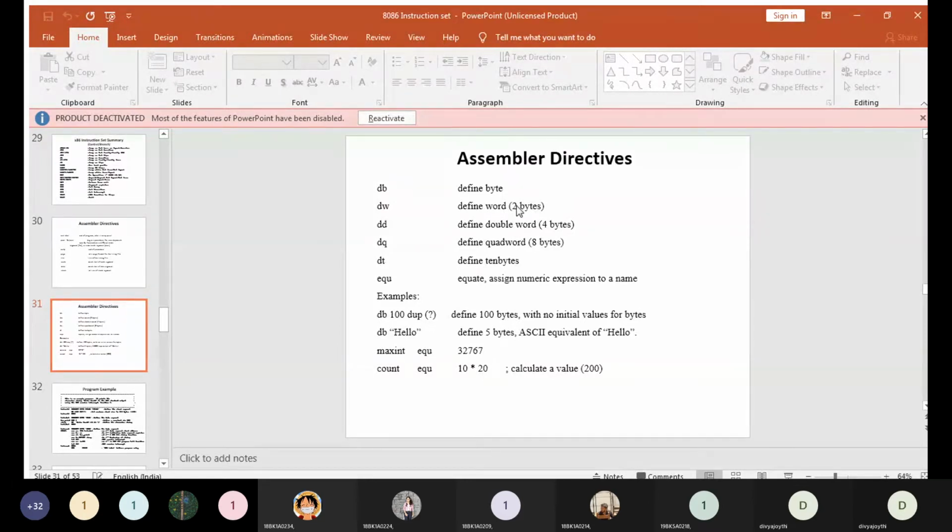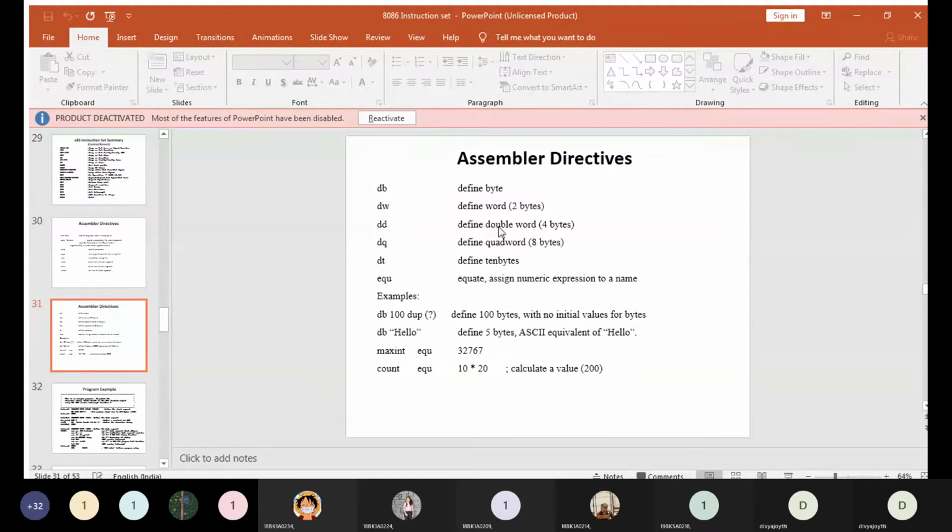Word means 2 bytes. 2 bytes means if you want to convert word into bits, it will require 16 bits. So byte means 8 bits, word means 16 bits, or you can simply call it 2 bytes. And next, DD. What is DD?